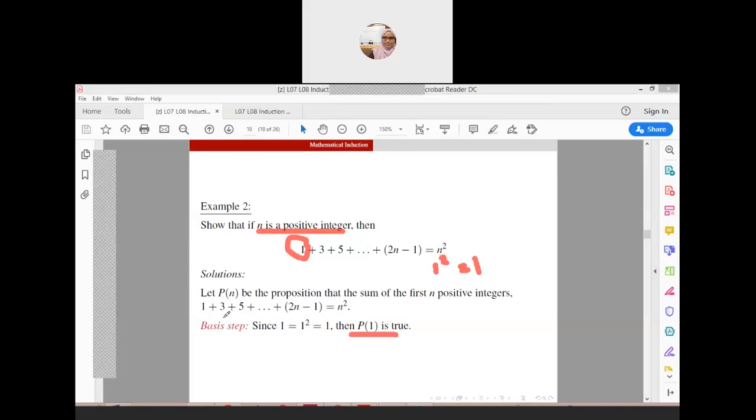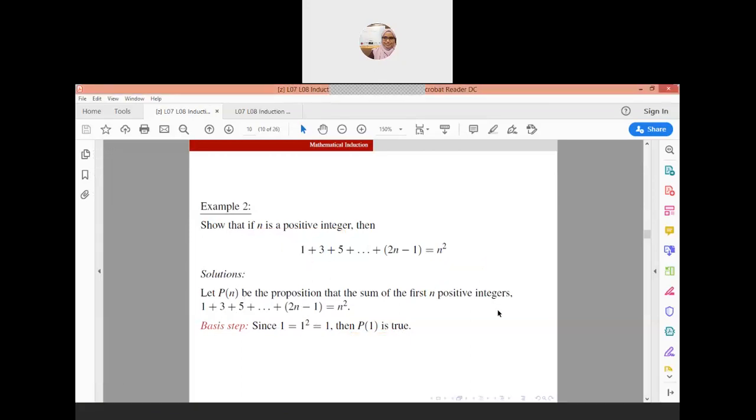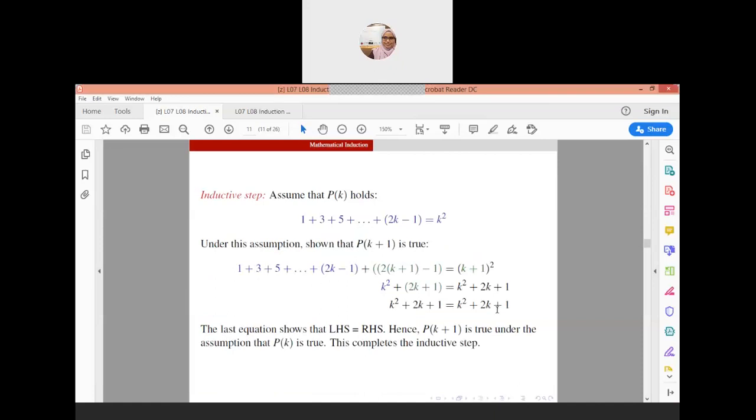Done with the basis step. So we move to the inductive step now.